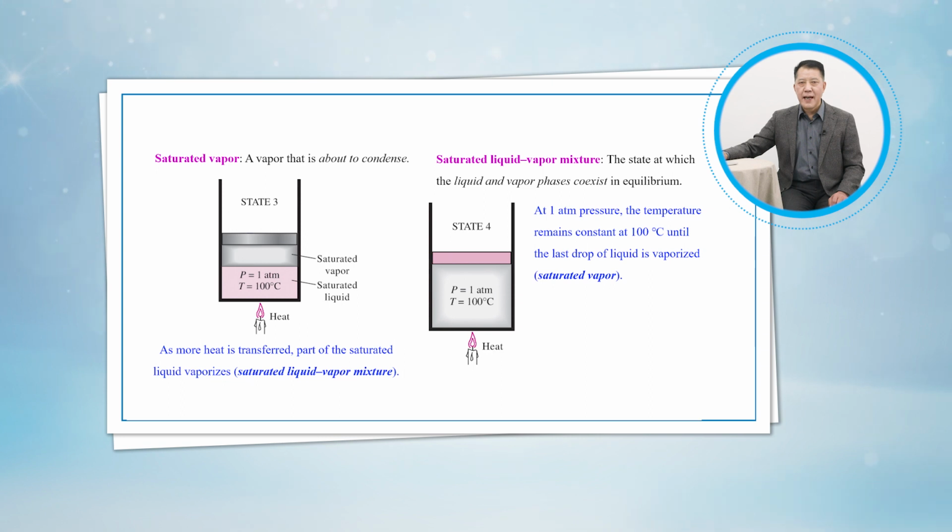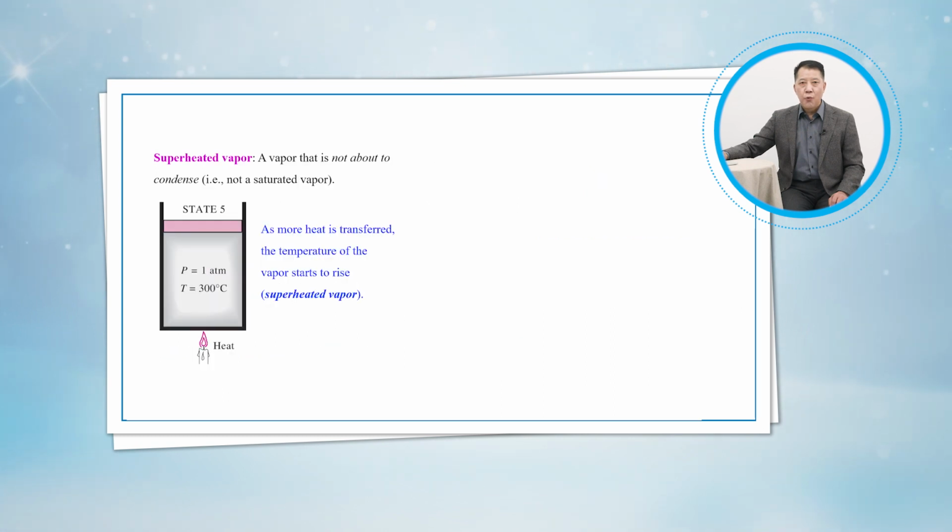A substance at states between 2 and 4 is referred to as a saturated liquid-vapor mixture, since the liquid and vapor phases coexist in equilibrium at these states. Once the phase change process is completed, we are back to a single phase region again, and further transfer of heat results in an increase in both the temperature and the specific volume.